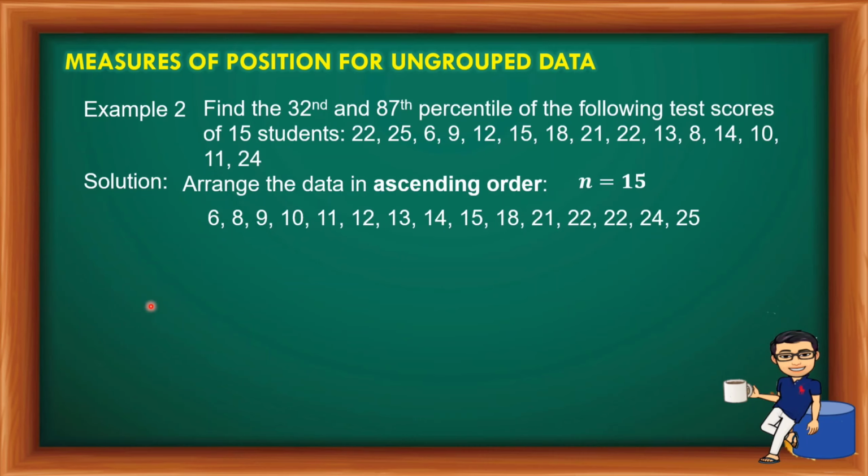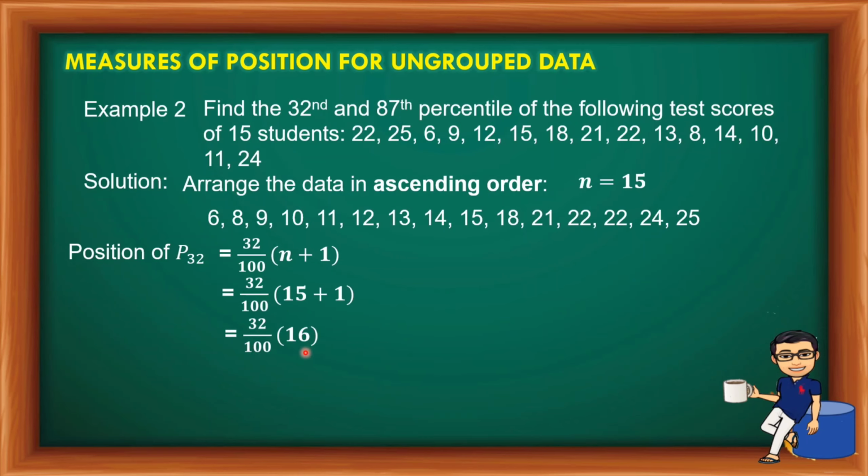Then after that, one at a time, isosolve na natin yung 32nd percentile. So, ang position of 32nd percentile ay 32 over 100 multiplied by n plus 1. Ang n natin ay 15. So, we will substitute it. Kaya magiging 15 plus 1. Then, we add this. Kaya yun ay 16.